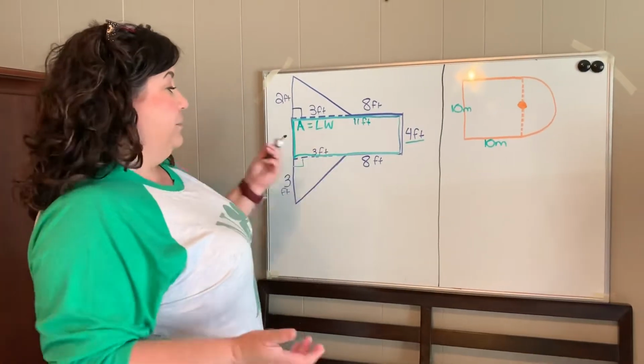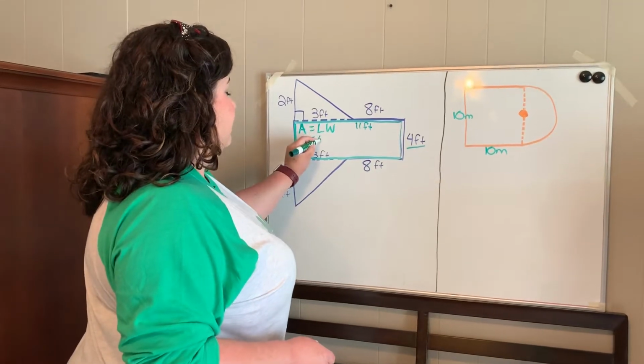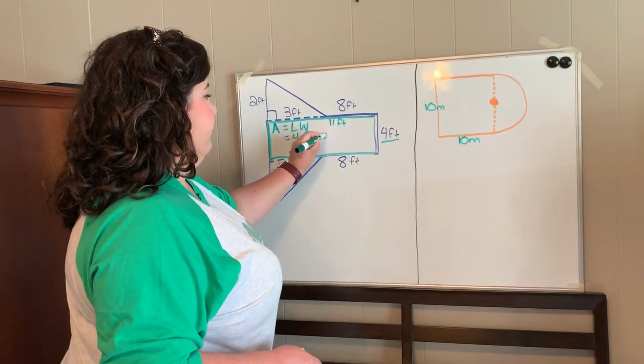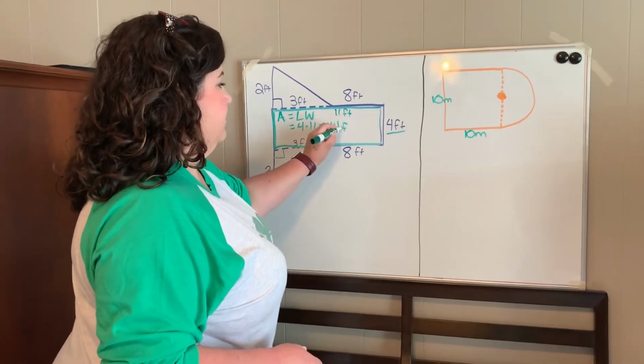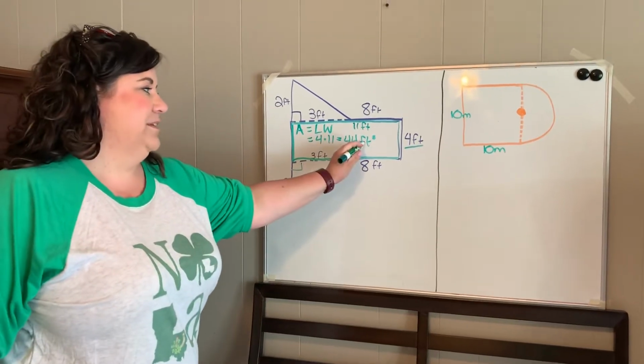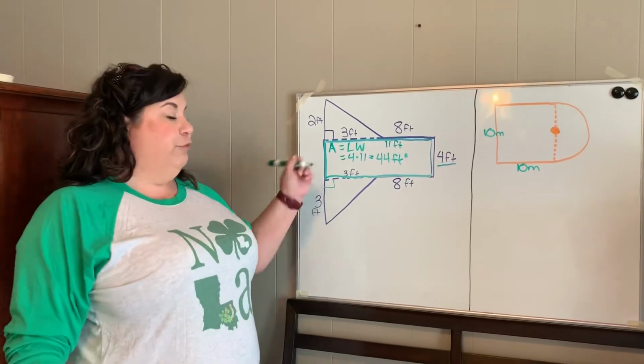So now I can go ahead and plug in my numbers. So my length is 4 and my width is 11. So that's gonna be 44 feet squared. Even though it's messy, that's okay. All right, so 44 feet squared here for my rectangle.